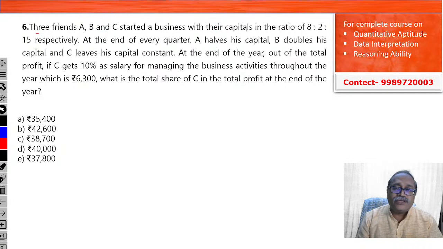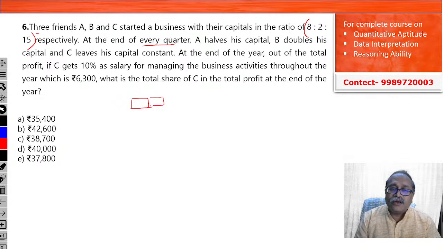3 friends A, B, C started a business in the ratio of 8 is to 2 is to 15. At the end of every quarter, कितने क्वार्टर होते हैं? That is, 4 क्वार्टर्स होते हैं आपके. Quarter 1, Quarter 2, Quarter 3, Quarter 4, and each quarter consists of 3 months.